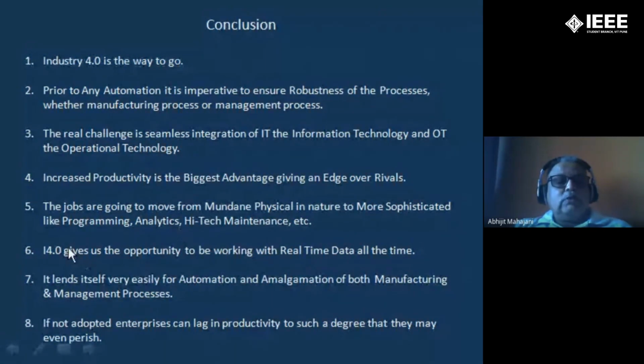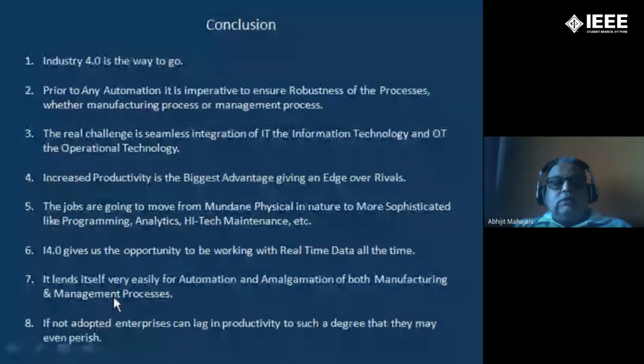Industry 4.0 gives us the opportunity to work on real-time data all the time. This is the most important achievement of Industry 4.0. We are in real time all the time. It lends itself to automation and amalgamation of both manufacturing and management processes.